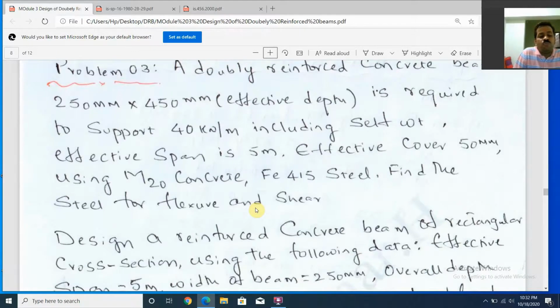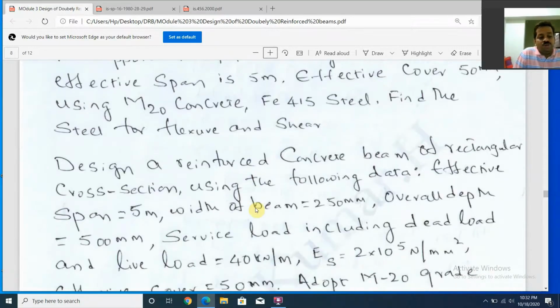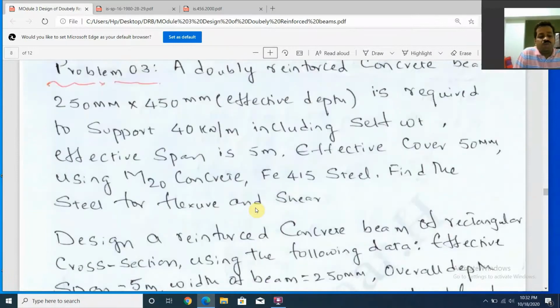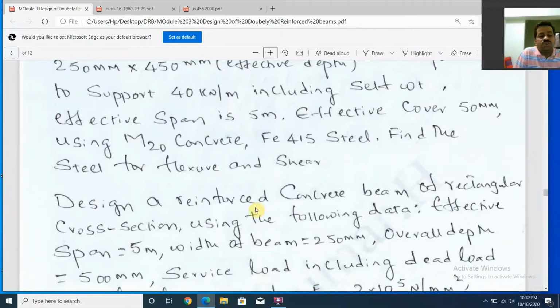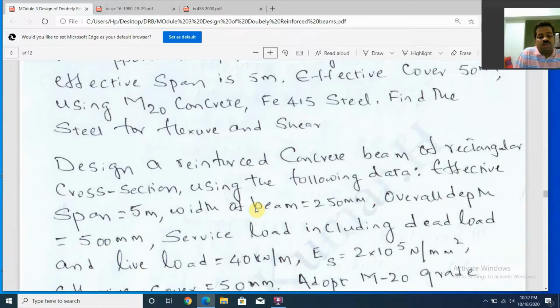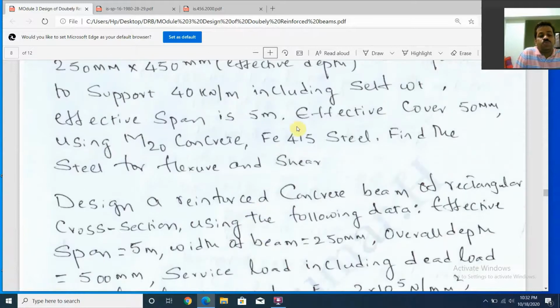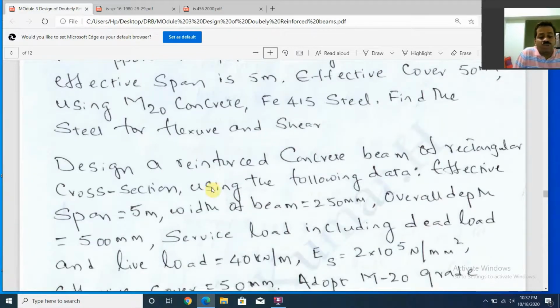A similar kind of problem can also be given with a change in the wording, such as: design a reinforced concrete beam of rectangular cross section using the following data. Effective span 5 meters. Yes, this problem also has 5 meters, and that problem also has 5 meters.